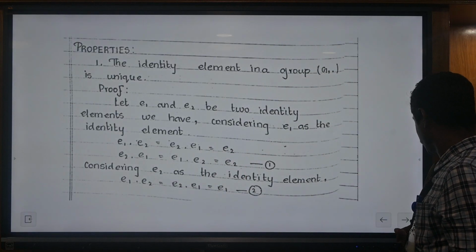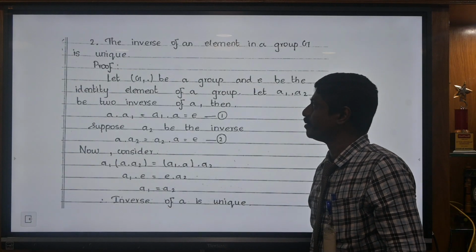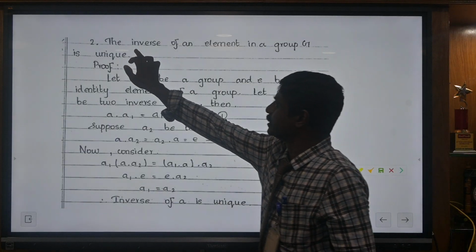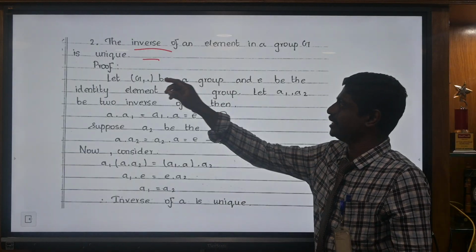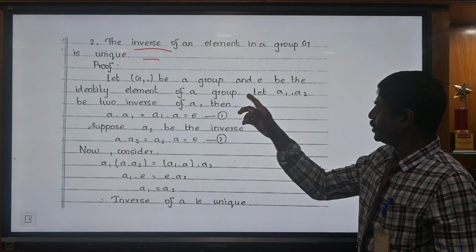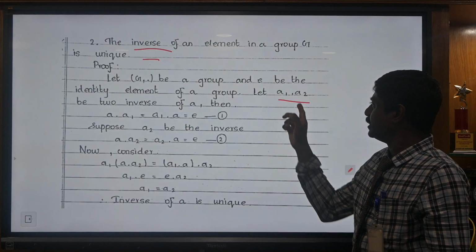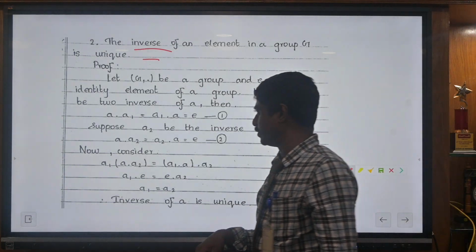Next one, another important result: inverse. The inverse of an element in a group. See, just now we saw the identity element. Next is inverse. In a group we have only one inverse element, that is also unique. Let G comma dot be a group and E be the identity element of the group. Here I take two inverses, A1, A2, of A. Here also I consider two different inverses.